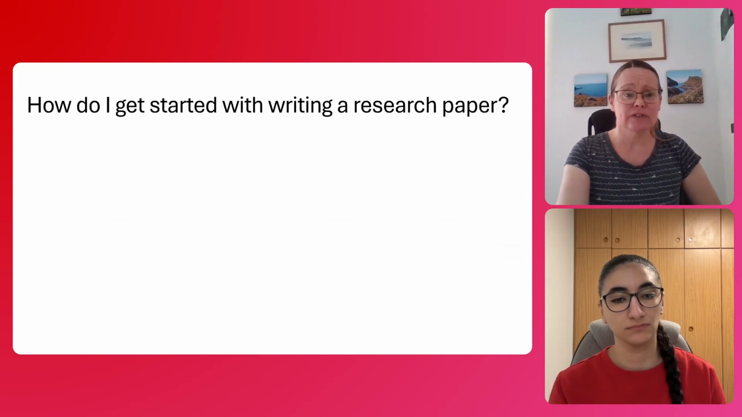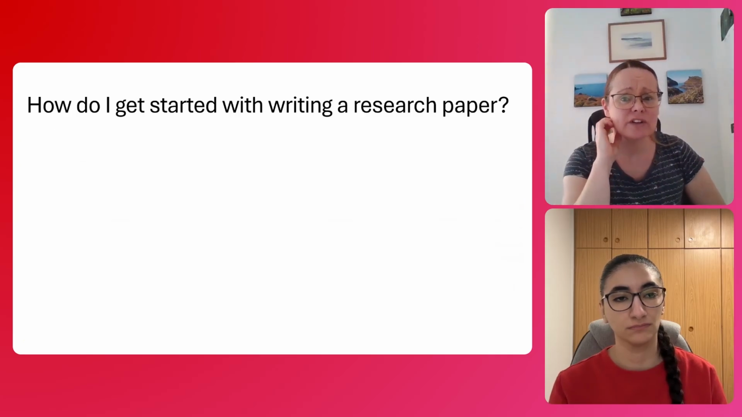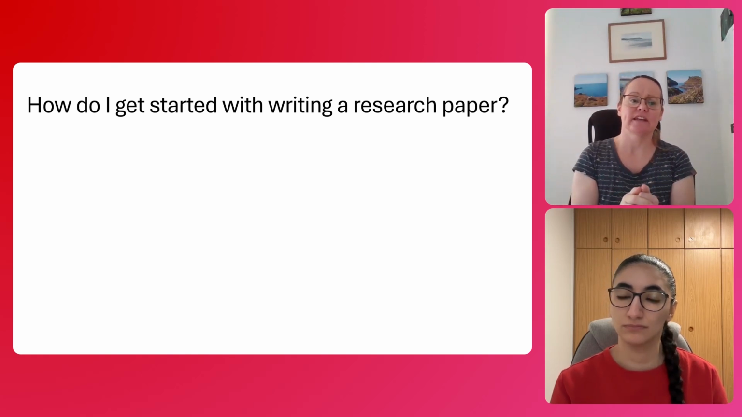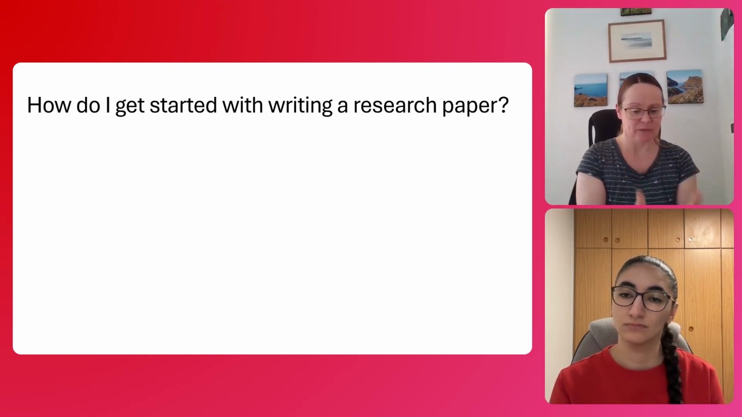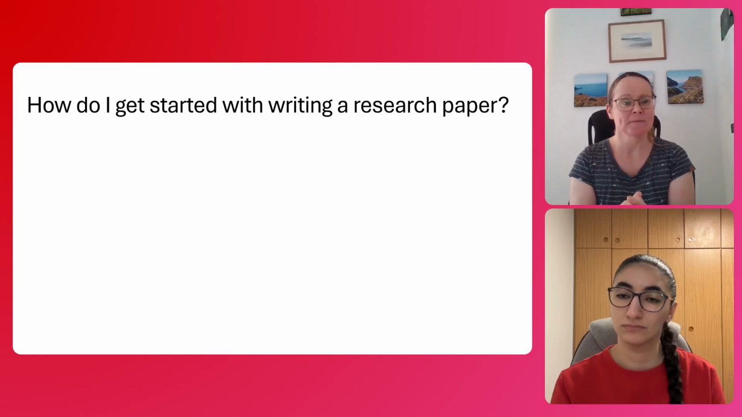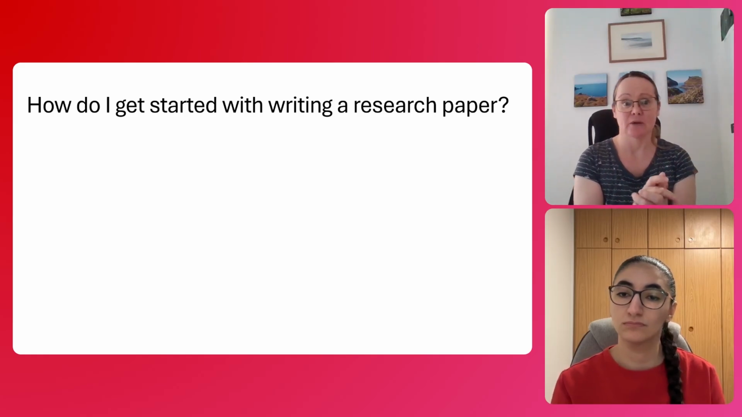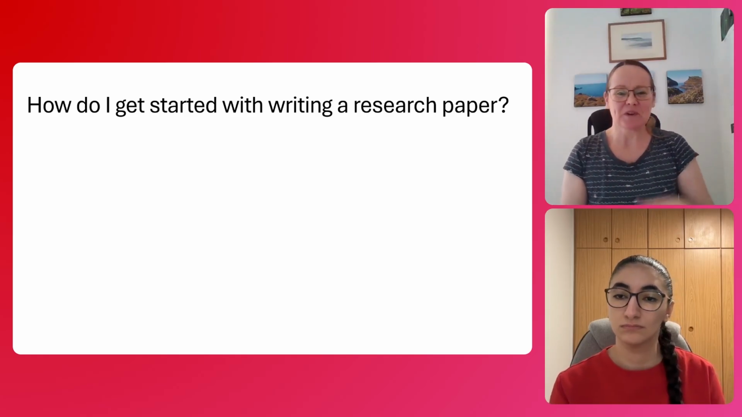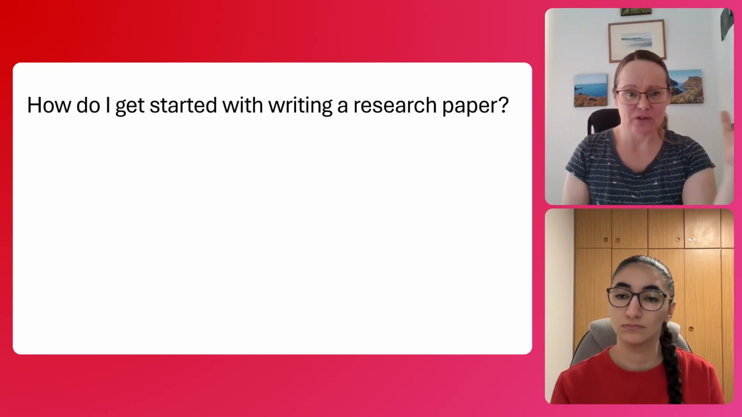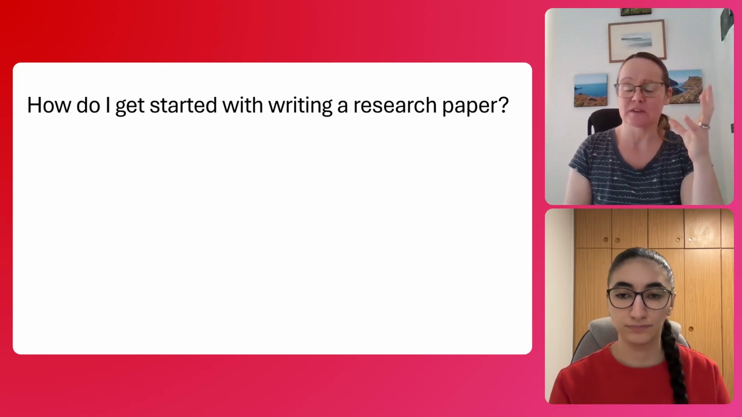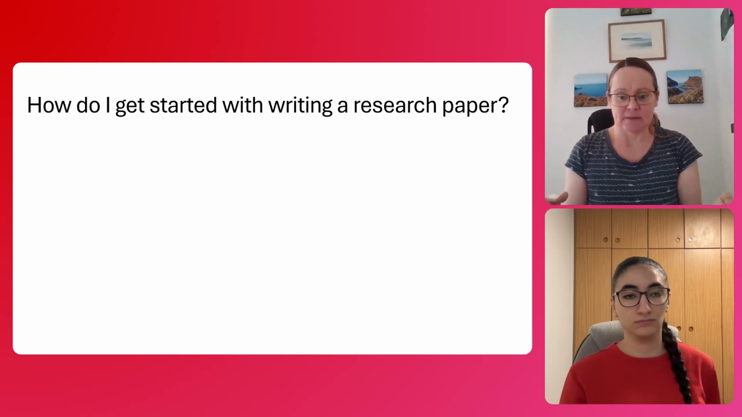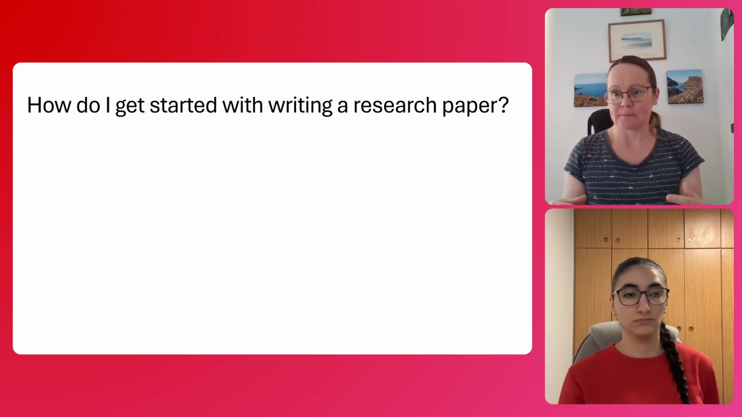I want to close it up today by talking a little bit about how to get started. So we've talked a lot today about exactly how we should structure each of the sections. We've talked a lot about what we should avoid, what we should include, but how do we get started? Even with this really clear idea of what goes in each section, what do we do at the beginning where we are faced with masses of data and our job is to write a research paper?